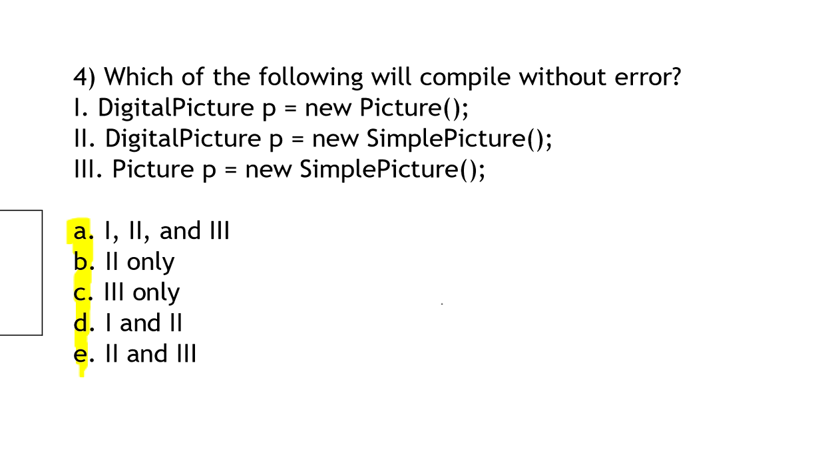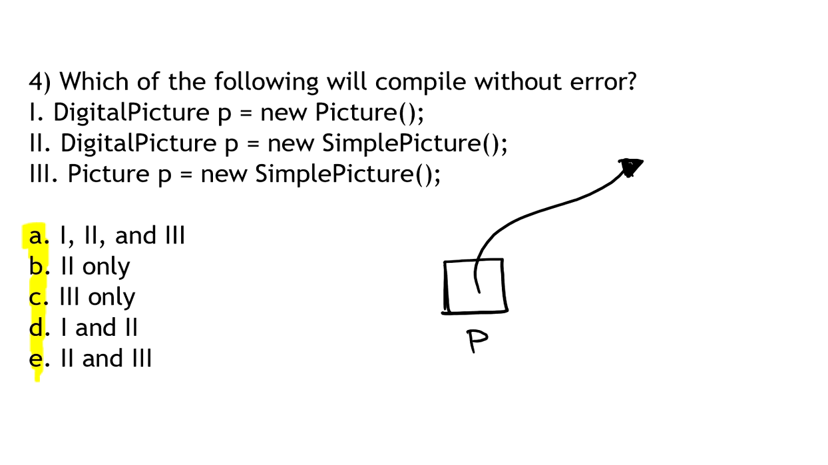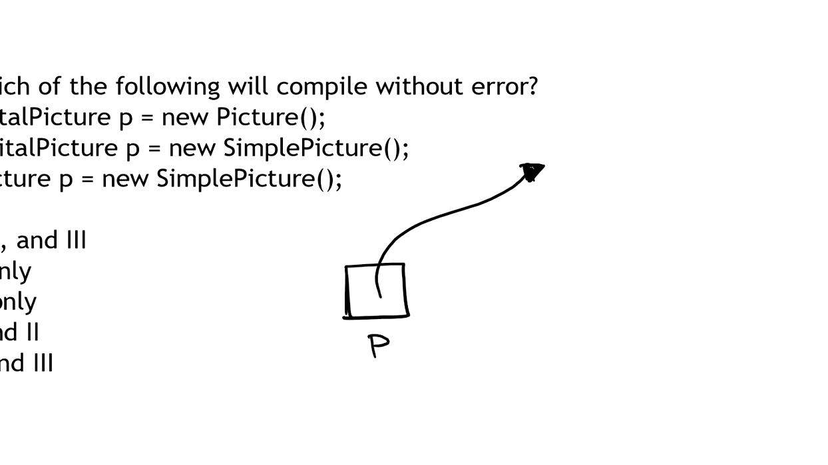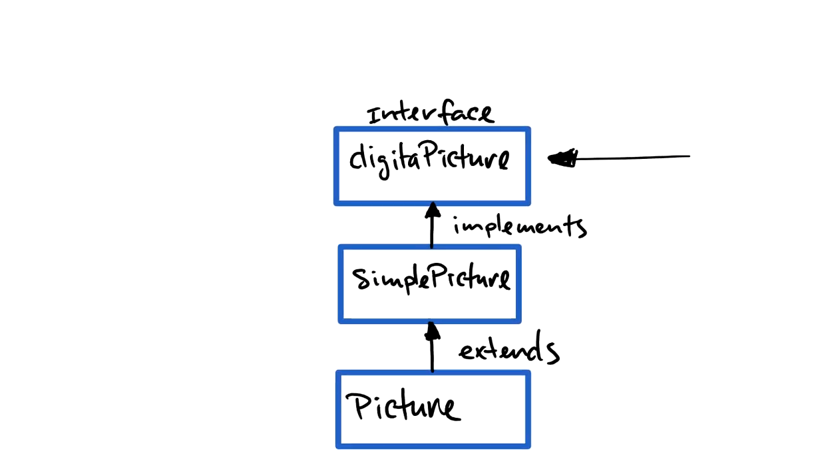So let's take a look at choice 1. What choice 1 is doing is creating a variable called P, and this variable is capable of referring to a digital picture. Although we can't create an instance of a digital picture, it's capable of referring to an object that has all of the functionality of a digital picture. In other words, something that implements it, or implements it via inheritance. And there are two things in our project that did that. One was the simple picture. It definitely implements it because it was right there, a keyword: simple picture implements the digital picture interface.